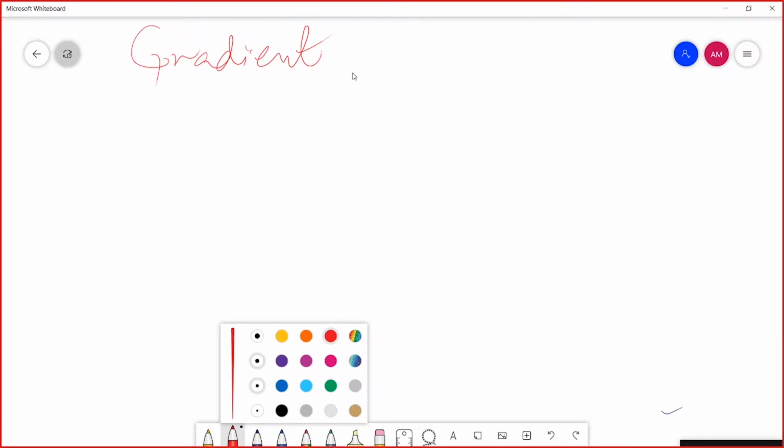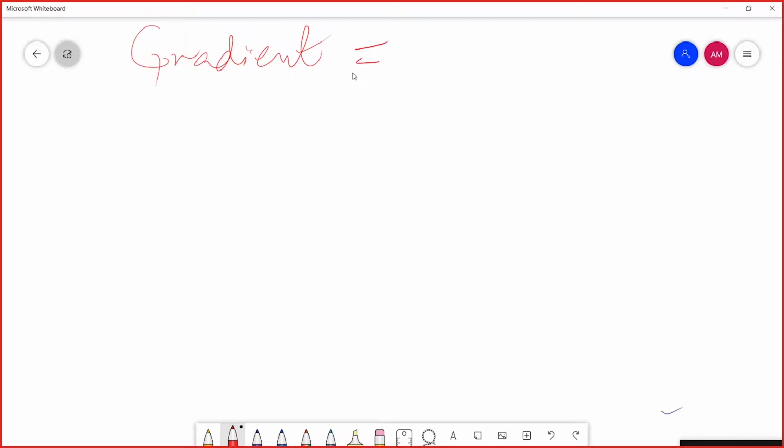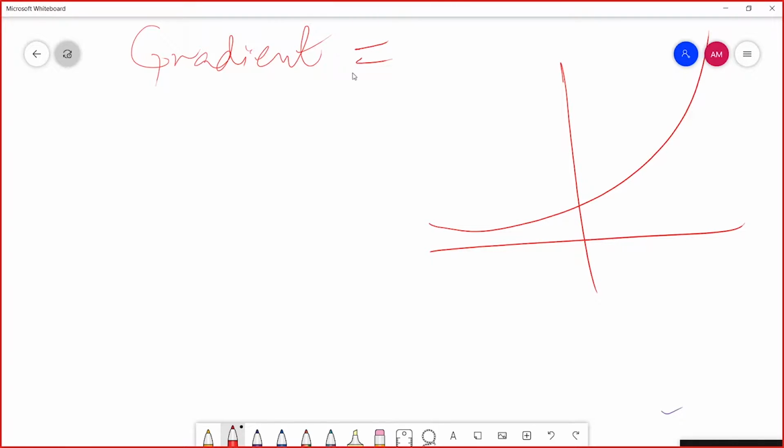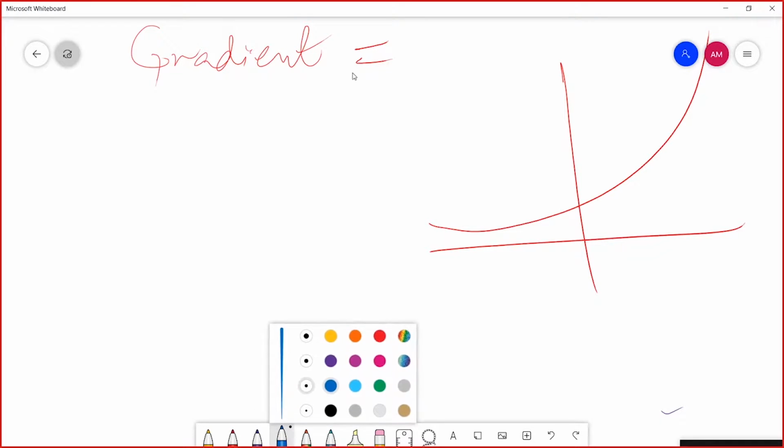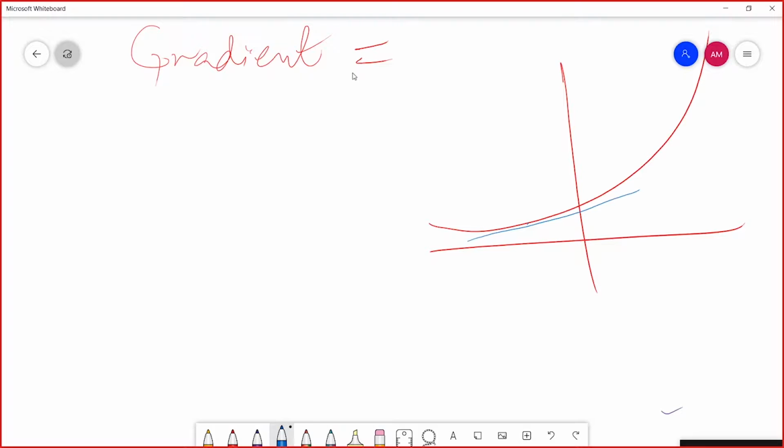So the gradient is actually defined at a point. If you have a curve which is not a linear equation, the gradient would be changing at different points. For example, the gradient here is like this. At this point, the gradient is this, because the slope is different. Do you understand this? Yep. So these are two different gradients.